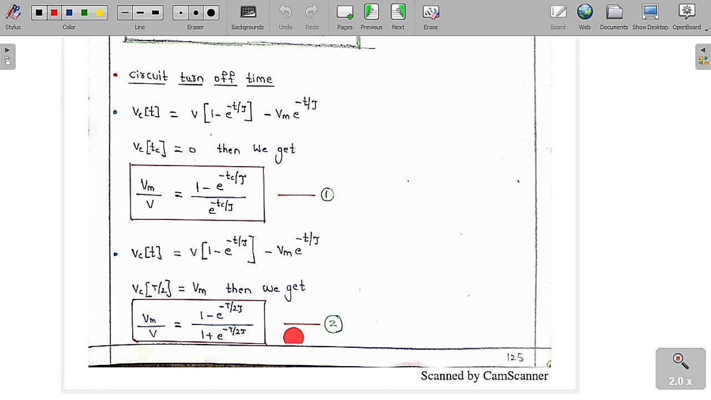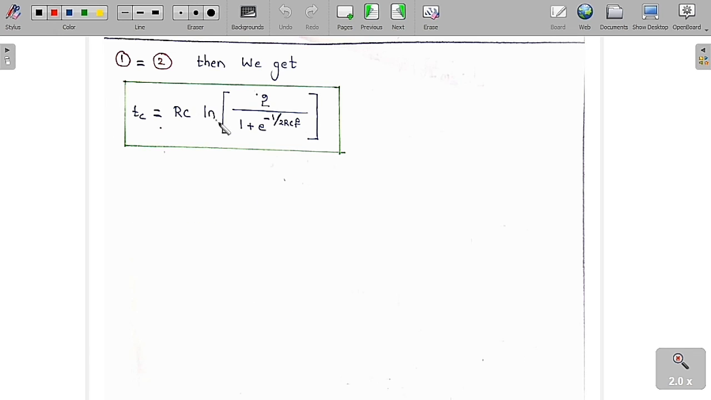Both the equations are equal, so I am going to equate these two equations. Then I am going to get the circuit turn off time Tc is equal to Rc into ln of 2 by 1 plus e to the power of minus 1 by 2 Rcf. So this is the value you are going to get for the circuit turn off time.